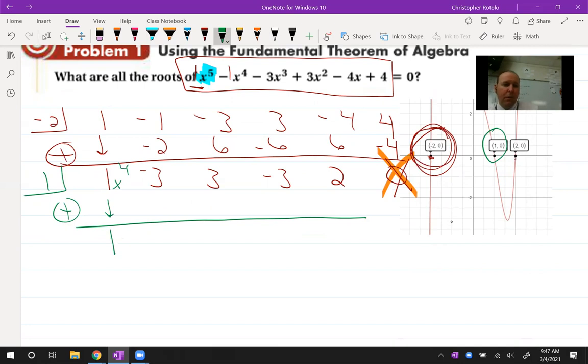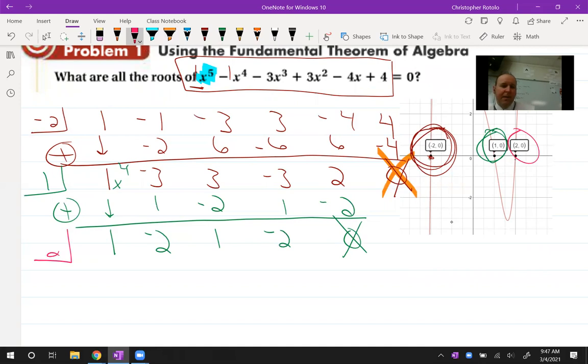Drop it like it's hot. 1, 1, negative 2, negative 2, 1, 1, negative 2, negative 2. All right, now I see this happened on my graph, right? So I have to get a remainder of 0. And what are we going to do? We're going to do all of this one more time. What number are we going to use?